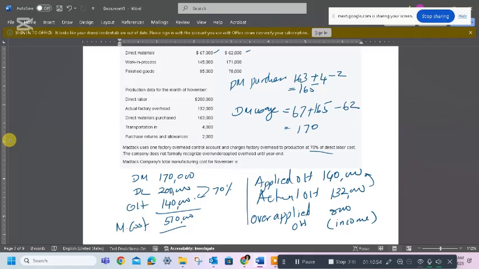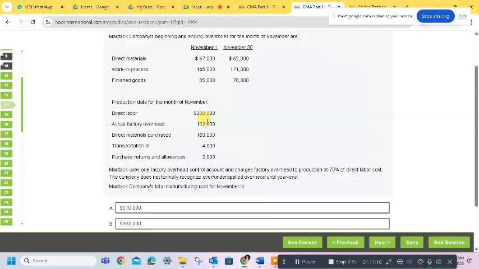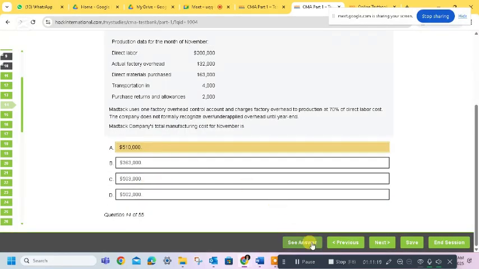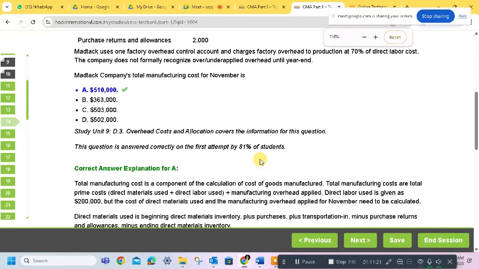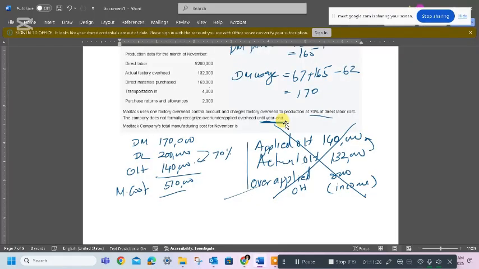But what they say here, company does not formally recognize under applied overhead until year end. So this month they wouldn't have calculated or adjusted this, so I don't have to do this because until year end they are not doing it, which means only 510,000. Let's check the answer. Correct. 502,000 would have been correct if they did this process in this month itself.